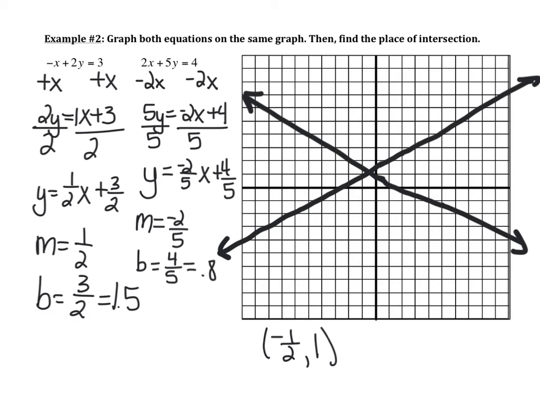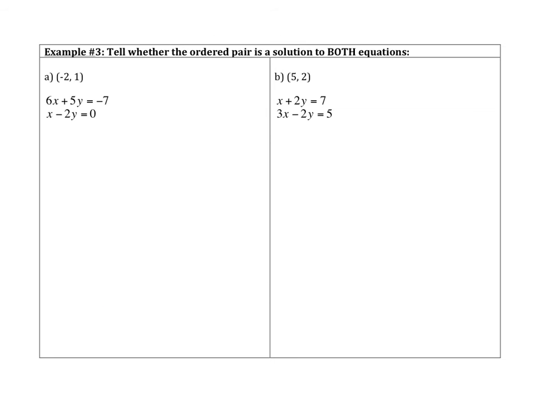So that's the reason why we've developed two other methods of solving systems of equations, because graphing them by hand is not always the most reasonable or reliable way to do it, since you may end up with an approximation answer. And our last example, number 3, is where we're going to tell whether the ordered pair is a solution to both equations. Remember, the solution to a system of equations is an ordered pair where the two lines are sharing that same point. So that means the x value and the y value will work in both equations.